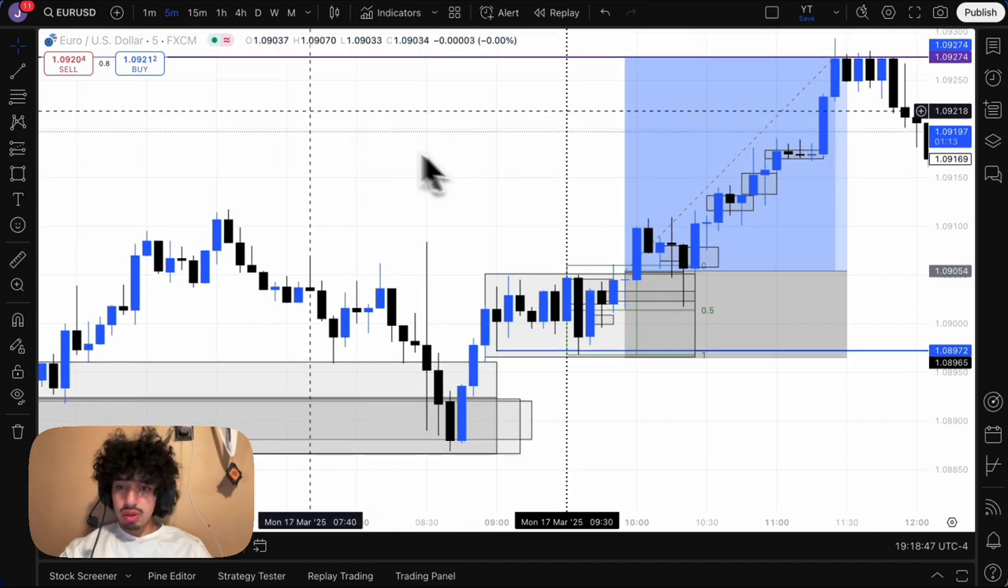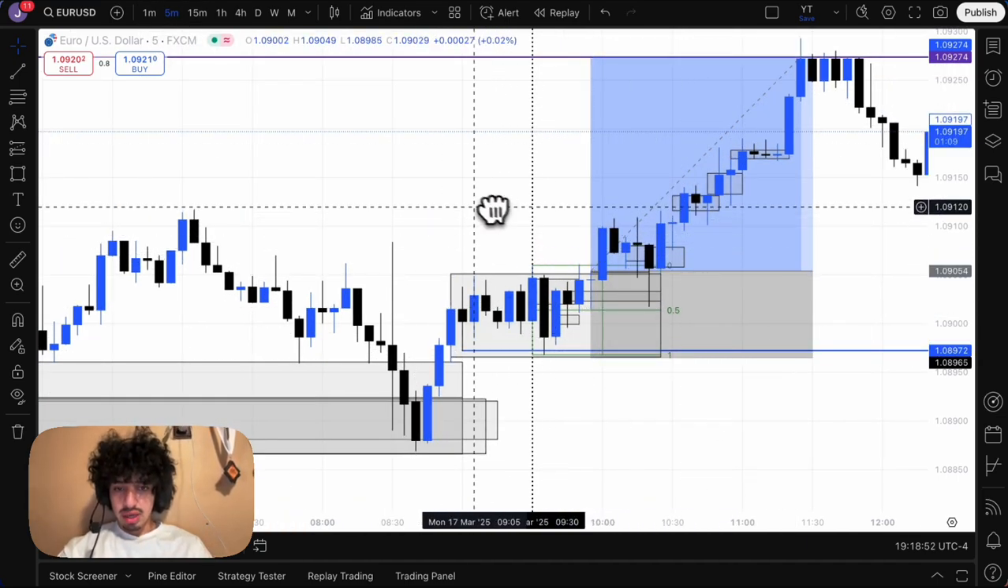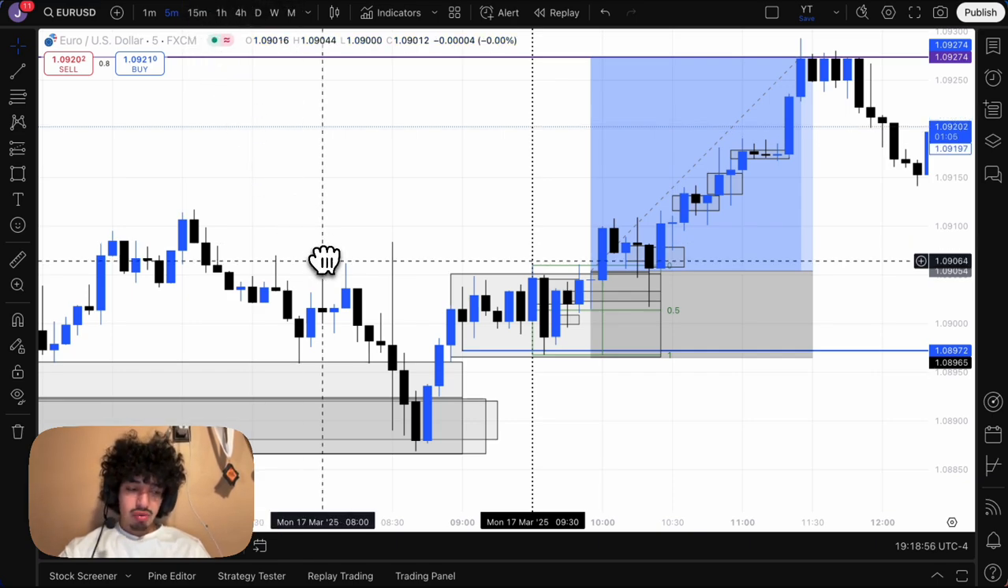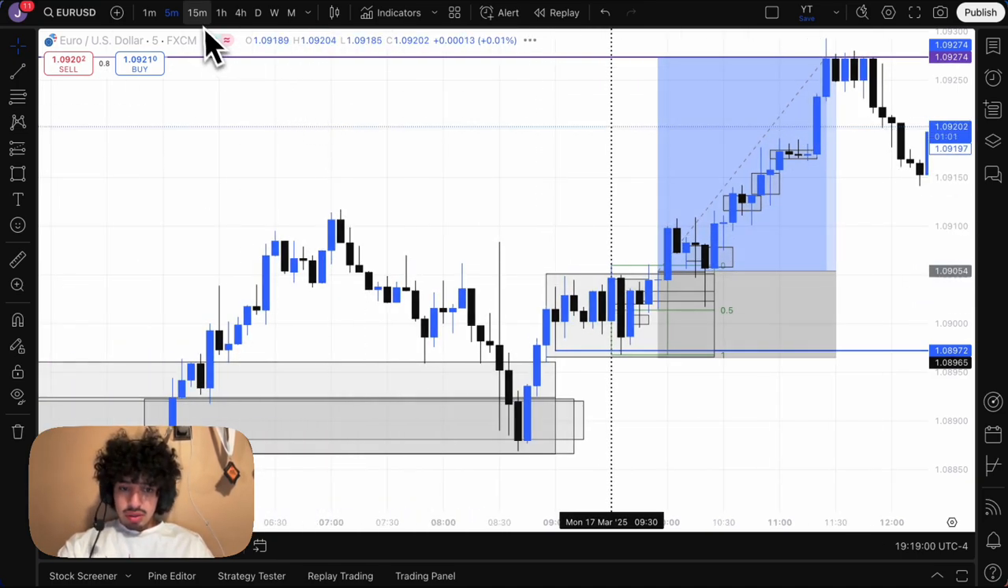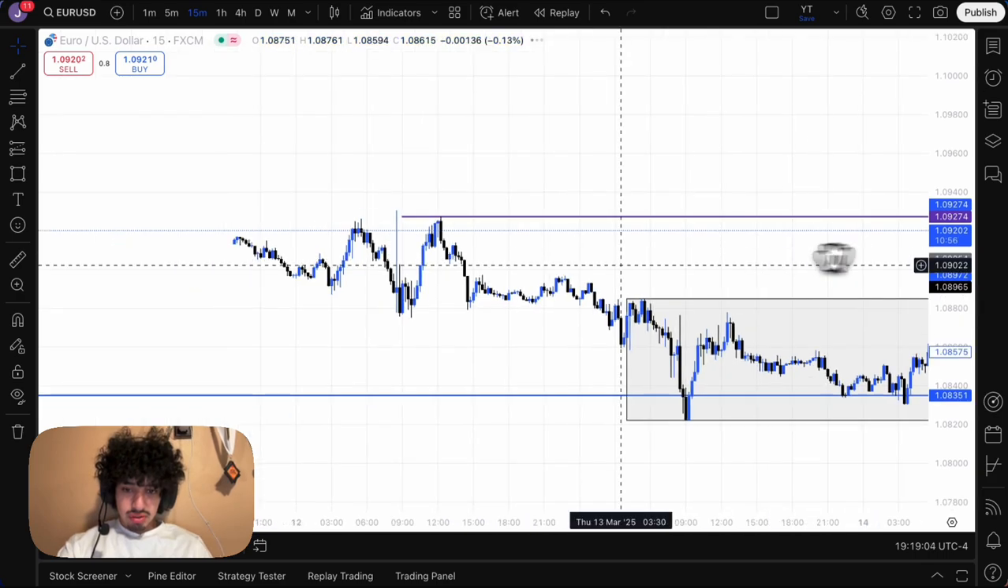Now, what are we looking for in terms of this? We're looking now for an ideal entry, because we're seeing across our 4 hour, our 1 hour, and our 15 minute that we're going to be bullish. So the only thing we really need now is to find a good entry.